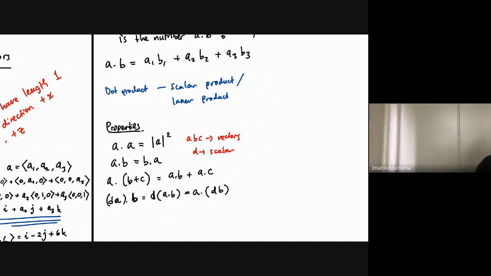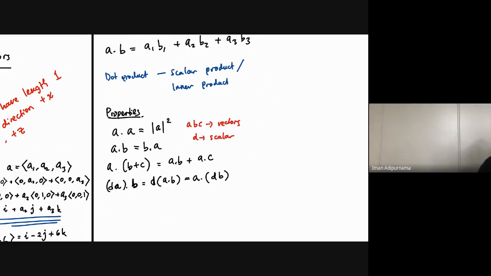okay, you can exchange the scalar. If you have dA dot B, you can move this scalar outside, or you can exchange it with B. Not a problem, because the result of the dot product is a scalar. And if you have 0, then it will be 0, because you will multiply all components with 0, and the result will be 0.